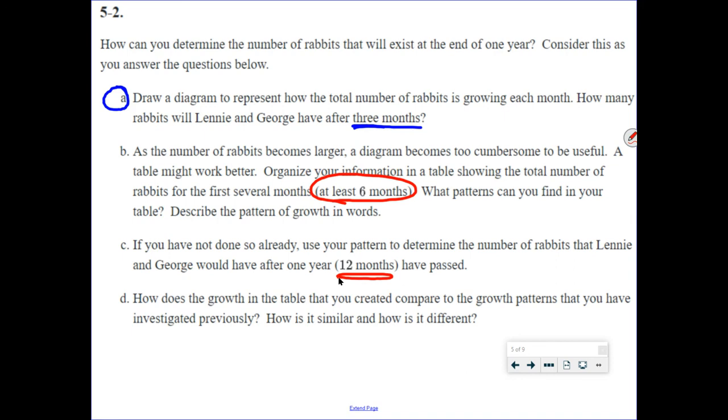I want to see your pattern tomorrow. And then the first 12 months. Okay, how many bunnies would be after 12 months? Got it? Have a great day, and we'll see you. And that's all your homework. You don't have any review, preview.